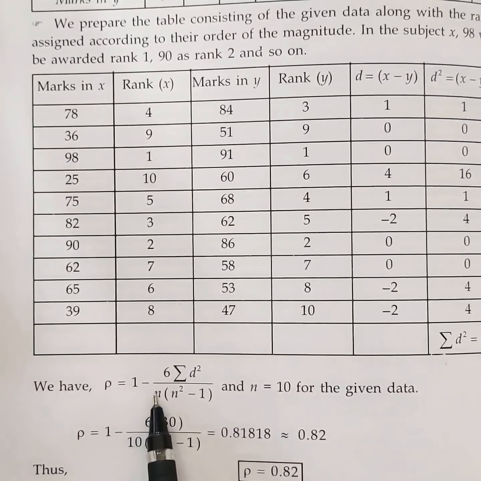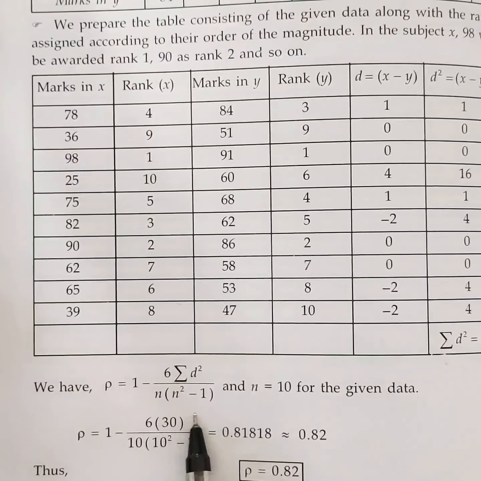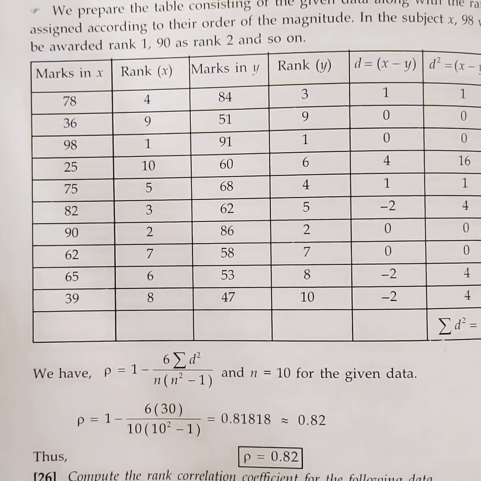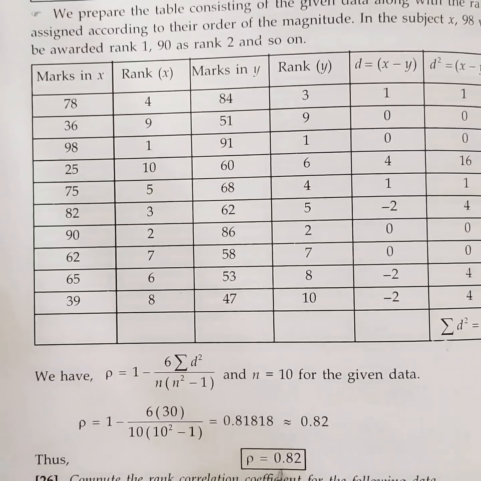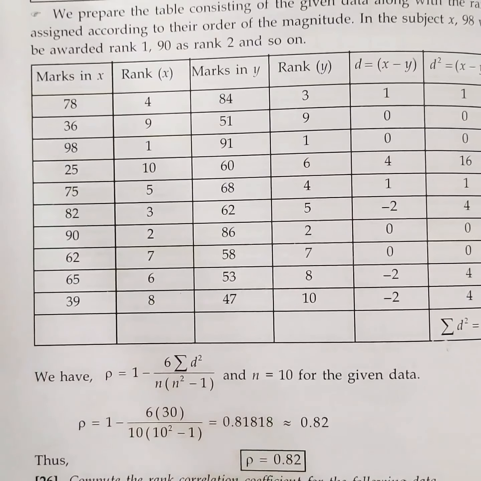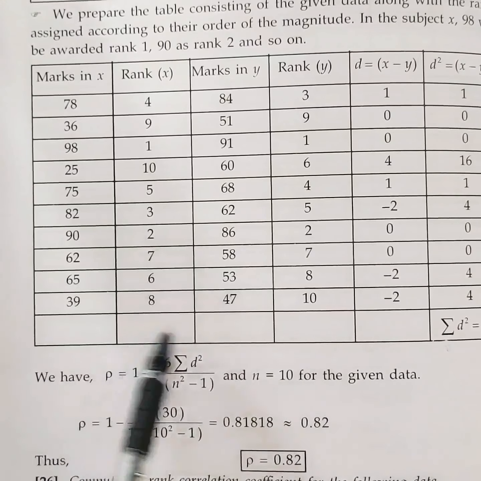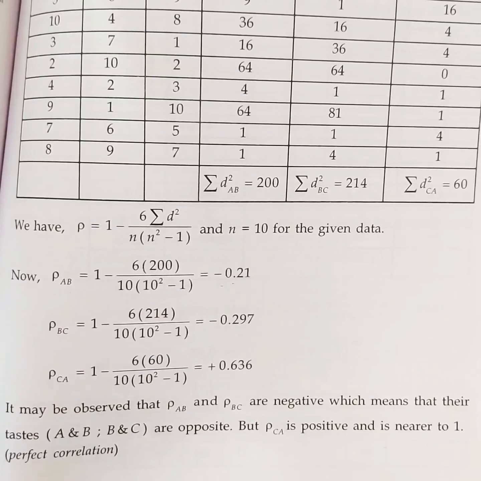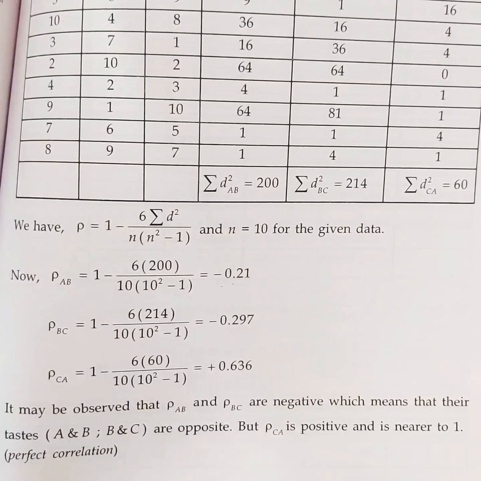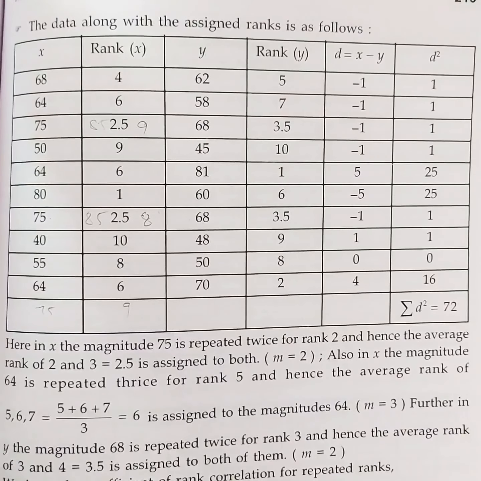Rho is equal to 1 minus 6 into summation d square by n into n square minus 1. And you can find the correlation, and you will see that this is 0.82. It's a positive correlation and it's closer to the perfect correlation. So this is how you have to assign the rank if they didn't give the rank. This is what you have in your syllabus.